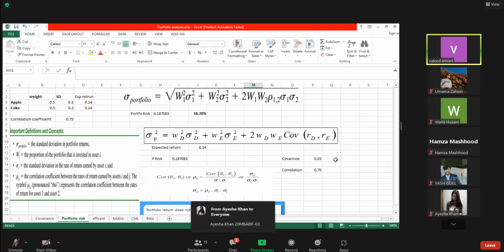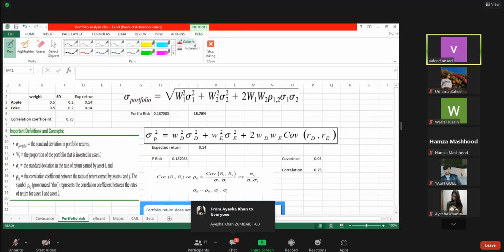Now, same example I have taken from the slides. You see that same thing, 0.5, 0.5, 0.2, 0.2, same, and this was the correlation coefficient. Same example I have given, and this is the formula which we have used.